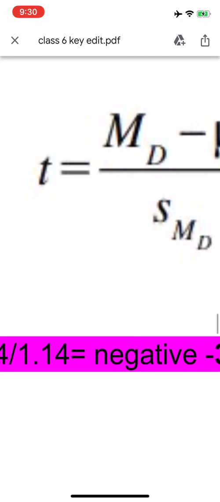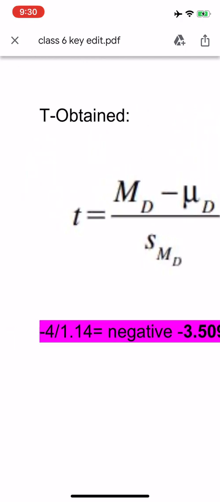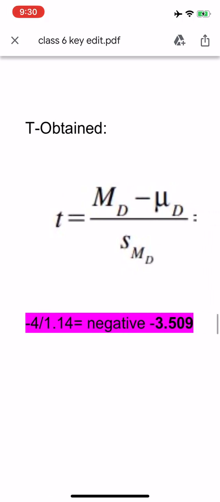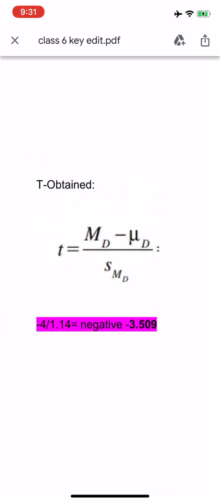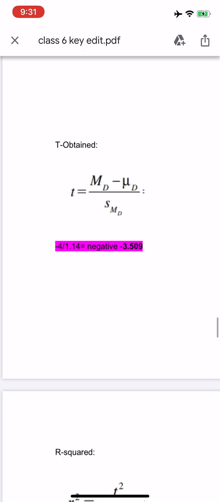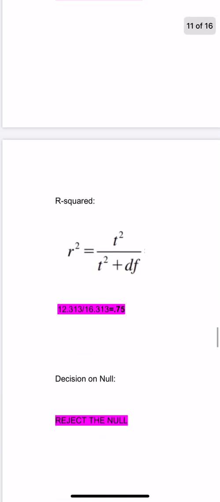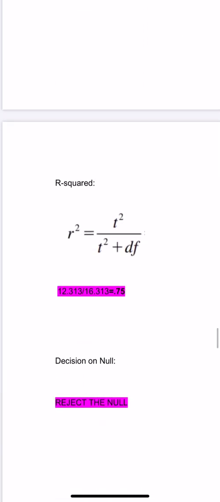So this means nothing as far as solving goes. Maybe it'll be a multiple choice question. And it will be -4 divided by 1.14, which equals negative. I wrote negative because on the computer you can't really see the negative sign. So it's negative 3.509.